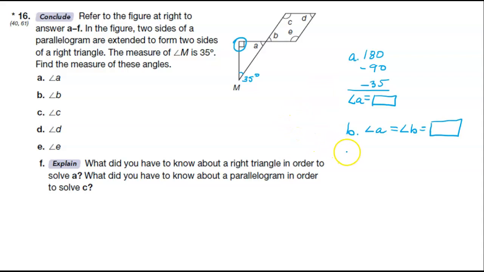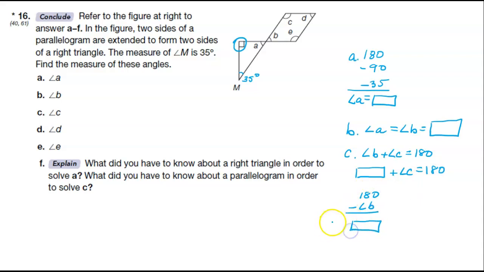So I know that, let's see, C. So I know that angle B plus angle C is equal to 180. So whatever I have for angle B plus angle C equals 180. So I'm going to have to subtract angle B from 180 to get angle C.